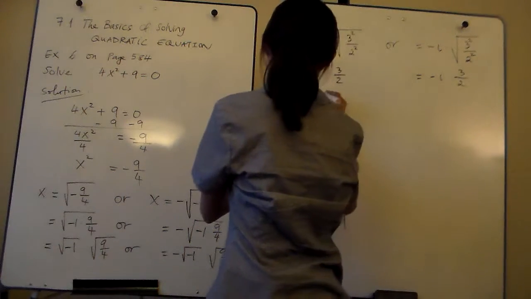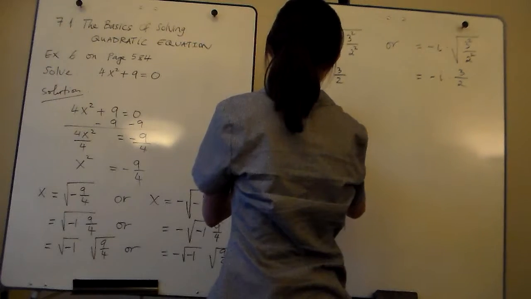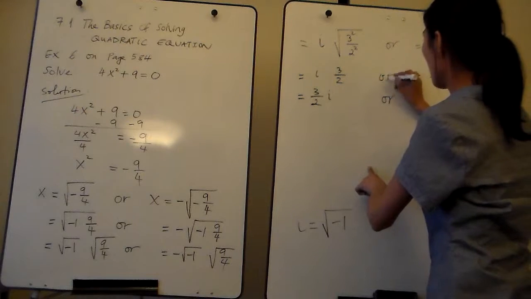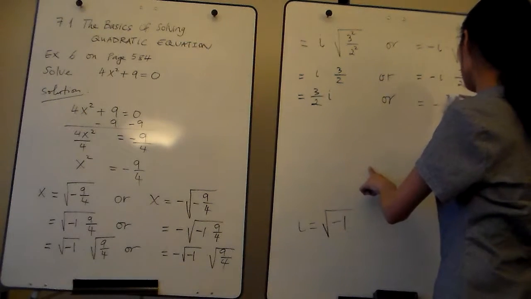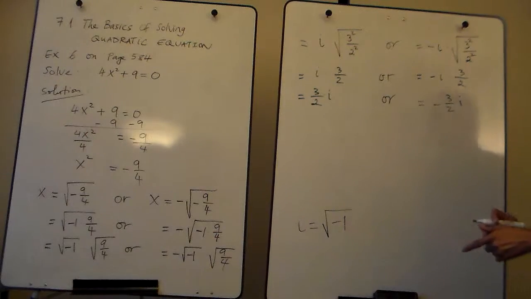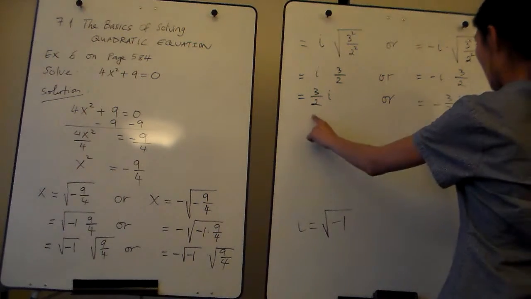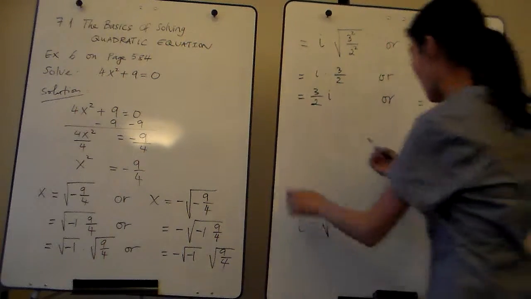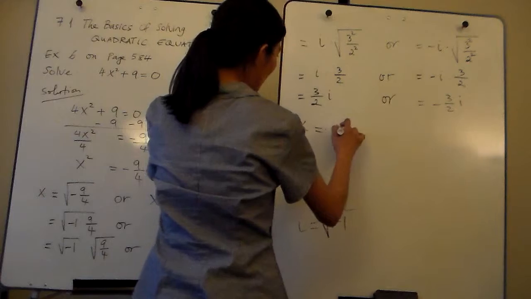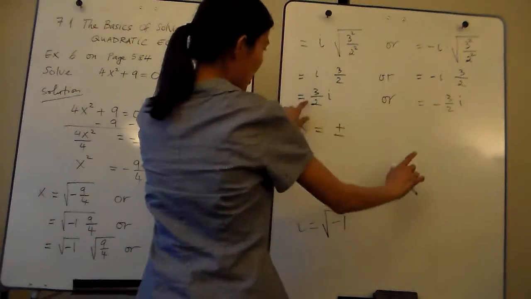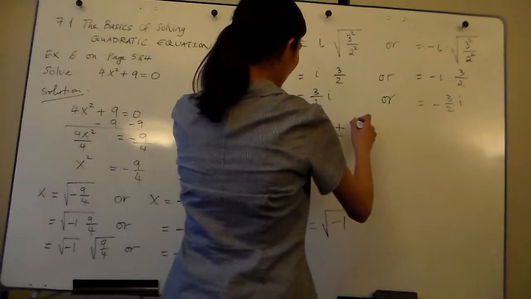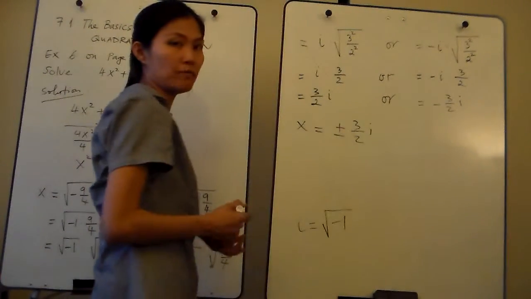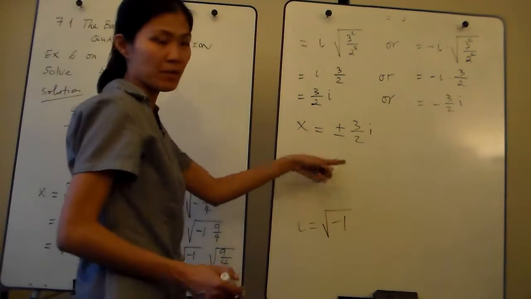Simplify further, you have 3 over 2 times i, or equal to negative 3 over 2 i. Again, as you see, these are two imaginary numbers. They are the same but opposite, so you can write the solution as x equal to plus or minus 3 over 2 i. You can write the two solutions as one solution, just putting the plus or minus right here.